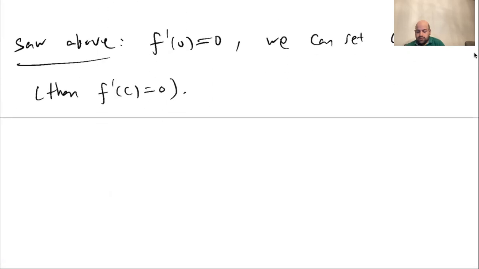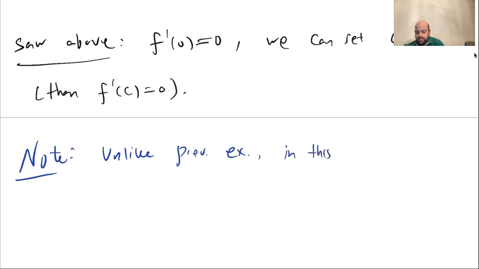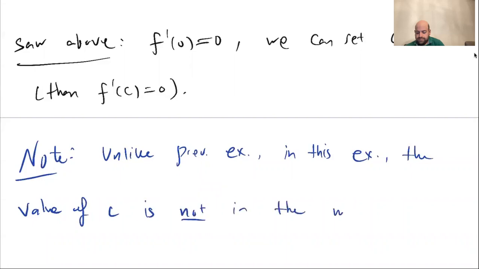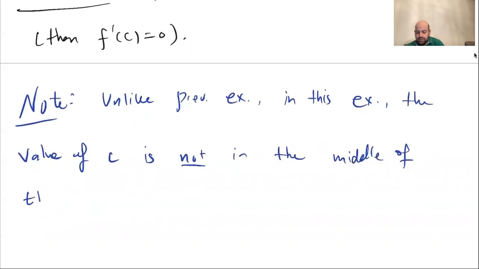So the only thing I want you to note here, unlike the previous example, the value of C in this example is not in the middle of the given interval.